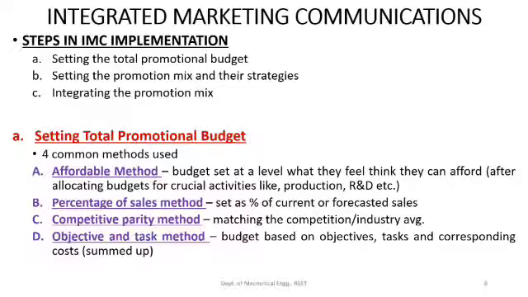So first of all, after the total budget for the company, you allocate the budgets for crucial activities like manufacturing, production, R&D, etc. And out of whatever is left over, the remaining, you can allocate the entire remaining or a part of the remaining to the promotional efforts. So the budget is set at the level which they think and feel that they can afford.